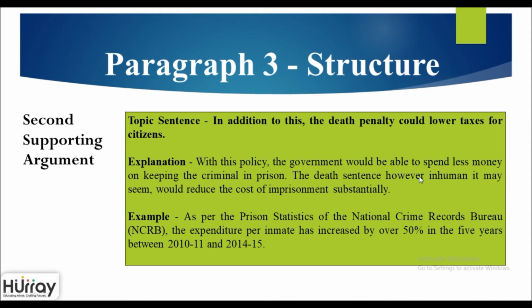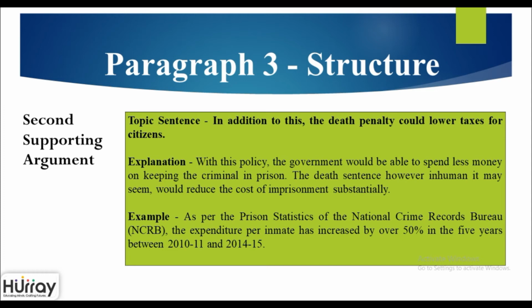That is explained in your next part, and that is, with this policy, the government would be able to spend less money on keeping the criminal in prison. The death sentence, however inhuman it may seem, would reduce the cost of imprisonment substantially. Now, this is how the writer has explained further. What happens with the policy? What is the result of implementing that particular policy? That policy was to try and reduce the taxes on the citizens.